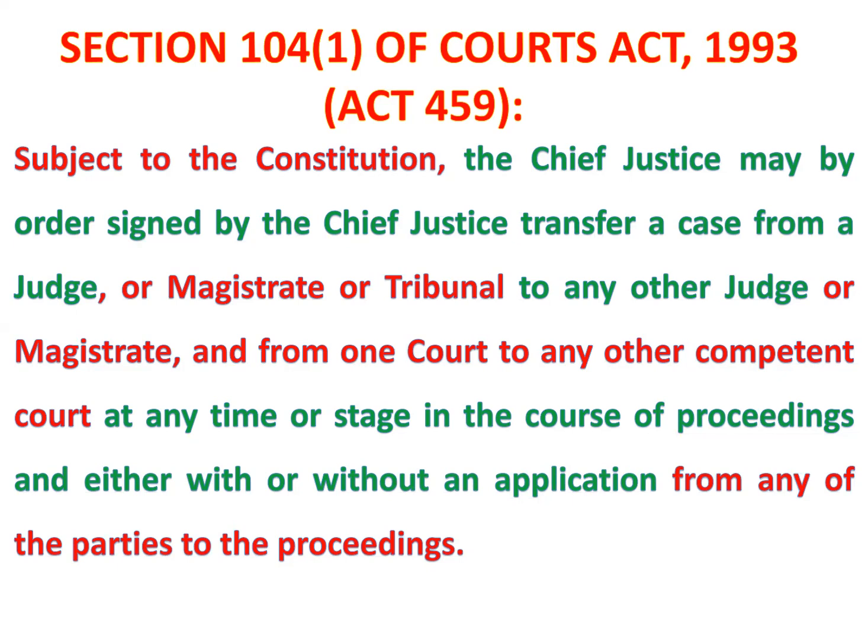Section 104 demonstrates the enormous power the Chief Justice has. Take a critical look at it. It says that the Chief Justice may, by order signed by the Chief Justice, transfer a case from a judge to any other judge or magistrate, and from one court to any other court of competent jurisdiction at any time. So the CJ can transfer the case at any time or stage in the proceedings. And in fact, the CJ can transfer even with or without an application from any of the parties to the proceedings. So if the CJ thinks that this case should be transferred, it can transfer the case even when no party has brought any application requesting for that.